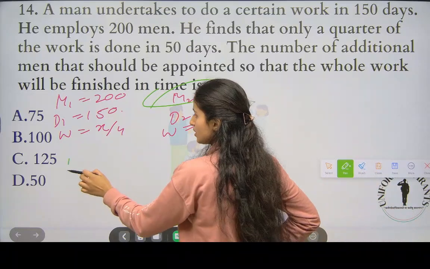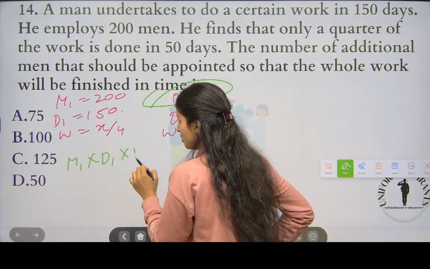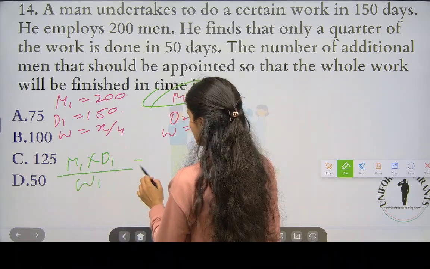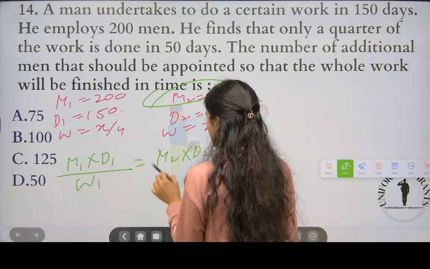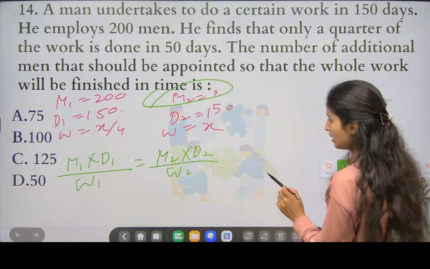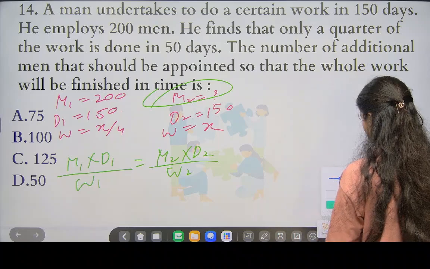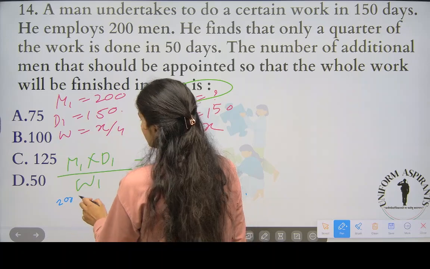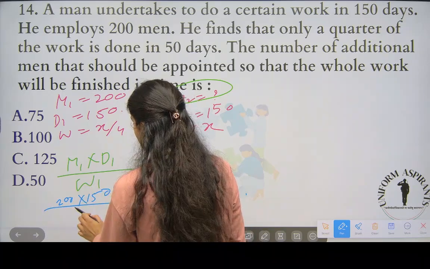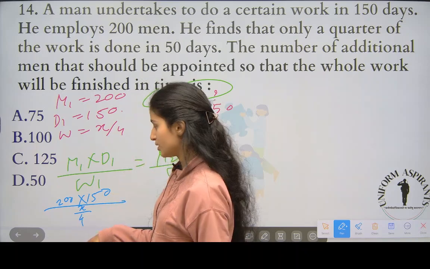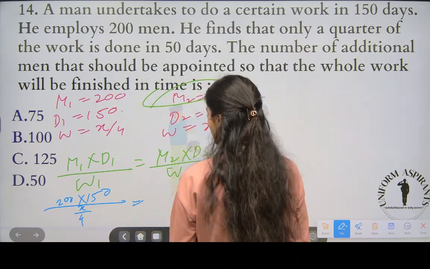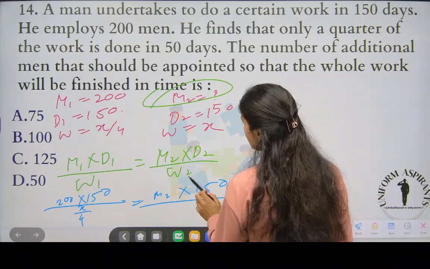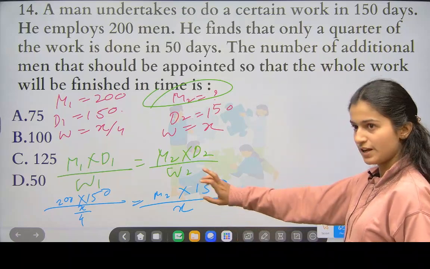Okay. What we will do is M1 into D1 into W1. I'll write this W down, work, so you will not get confused. M1 D1 by W1 is equal to M2 D2 by W2. Fine, no problem. Now we'll apply our logic. See here, M1 is 200. D1 is 150. W1 is x by 4. I taught you in the previous question that this 4 will get multiplied up. Then M2, you don't know. M2 as it is, D2 is 150, and W2 work is X. Full work is completed, that's why X.